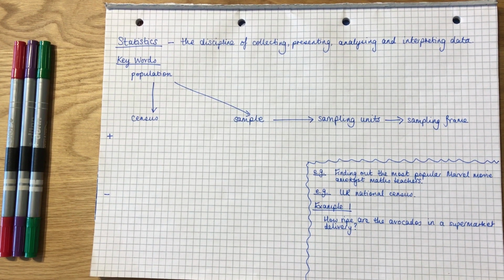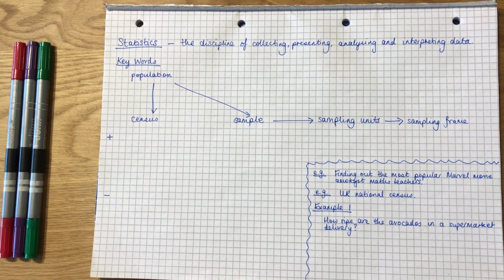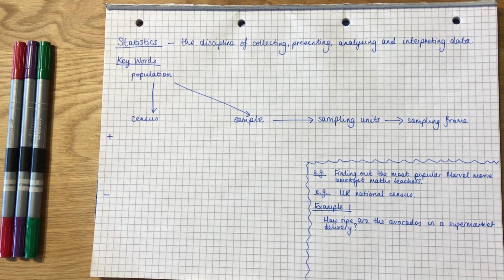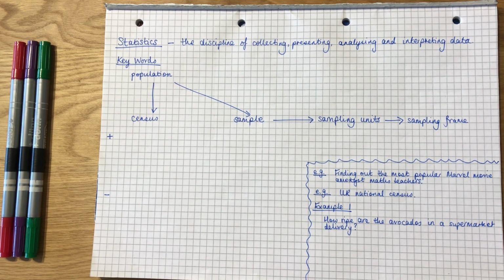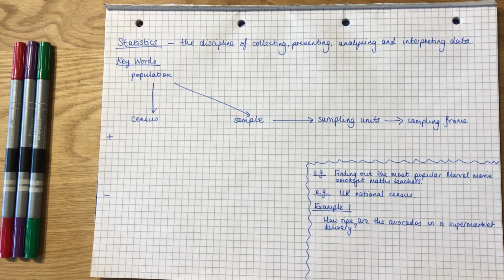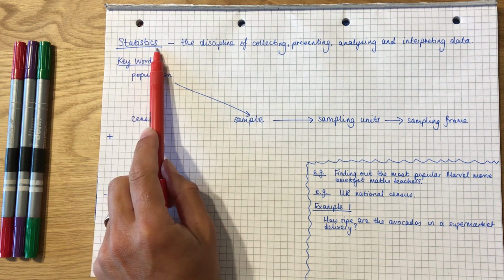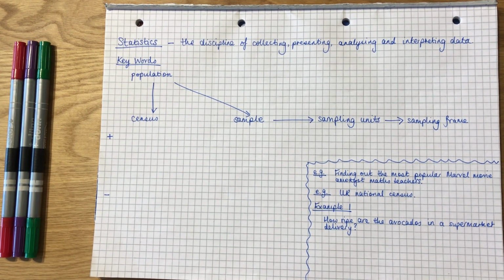Now, statistics you've met to a certain degree at GCSE already. You'll have done things like analysing data with different types of graphs, and you'll have used different types of averages and spread in order to analyse some data. So we're going to take that a little bit more formally now, and we are going to learn different ways of analysing and presenting data. So let's start off with the definition of the word statistics. It's specifically the discipline of collecting, presenting, analysing and interpreting data. So all of these things together form the discipline of statistics.